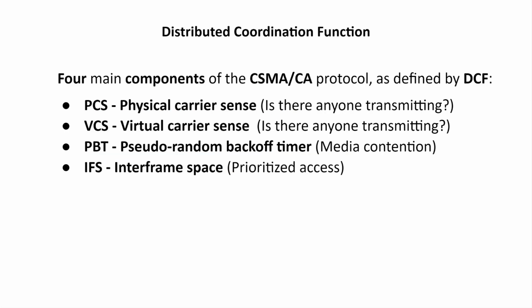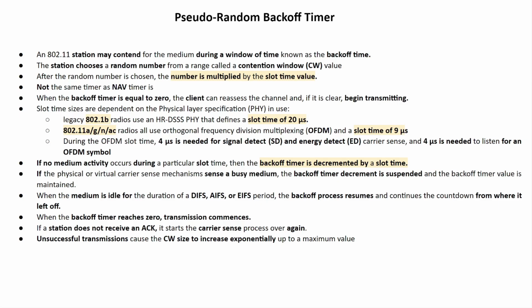These two carrier sense methods are designed for one single task, to determine whether the medium is currently busy. The next stage is a competition for the opportunity to perform the device's own transmission. Let's move on to PBT, Pseudo-random Backoff Timer. Here is how it works.